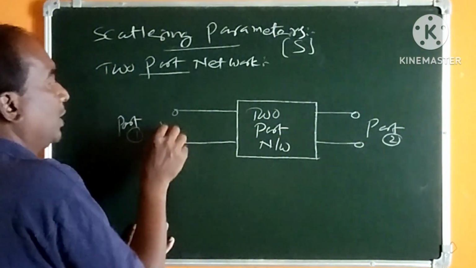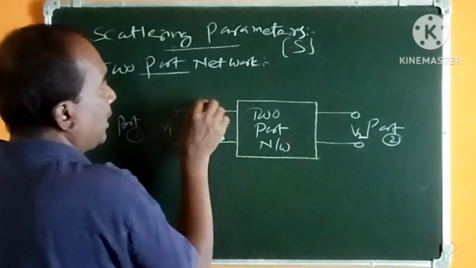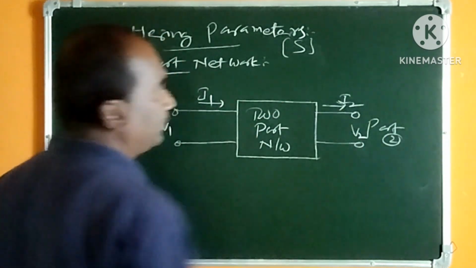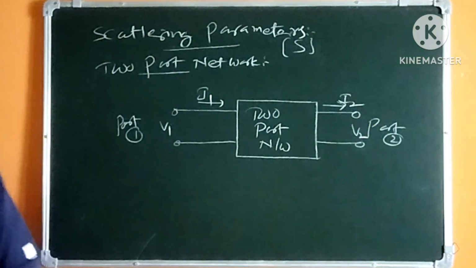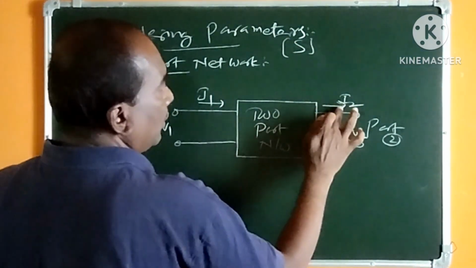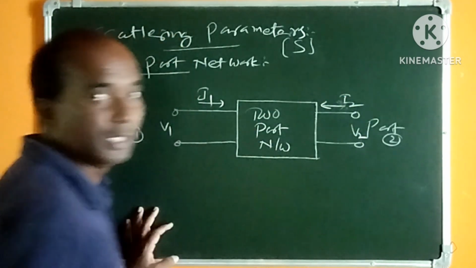Let me consider the voltages V1 and V2, and the currents passing through them, I1 and I2. So it is I1, and due to the voltage V2, it is I2.